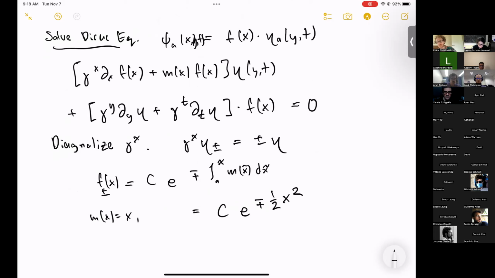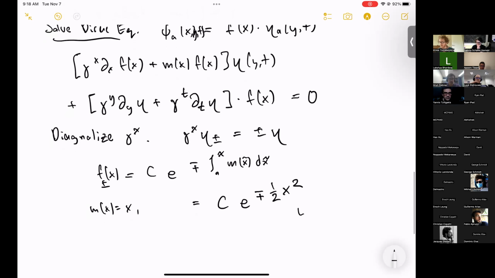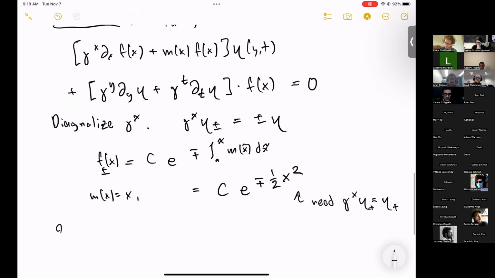So there's a problem if you have the wrong sign here. If you choose gamma x to have a minus eigenvalue, then this is not a decaying function, right? It's growing exponentially fast, and it's not giving a good solution to the Dirac equation. So we need to pick the other sign. So you need gamma x eta with the plus sign, in which case it has Gaussian decay. And with that plus sign, you can look at the other equation.